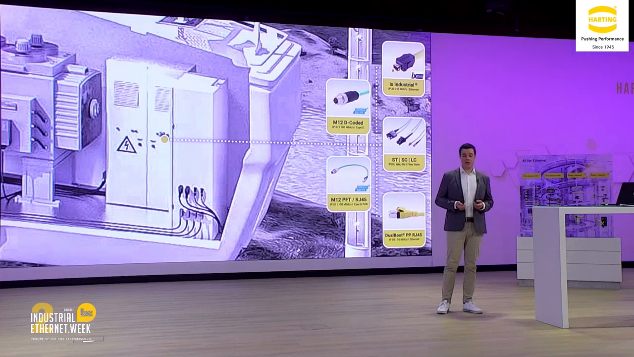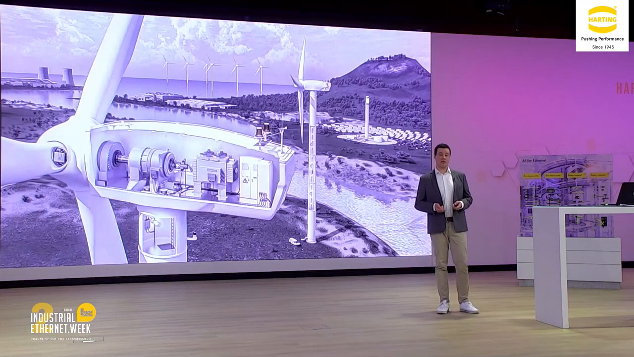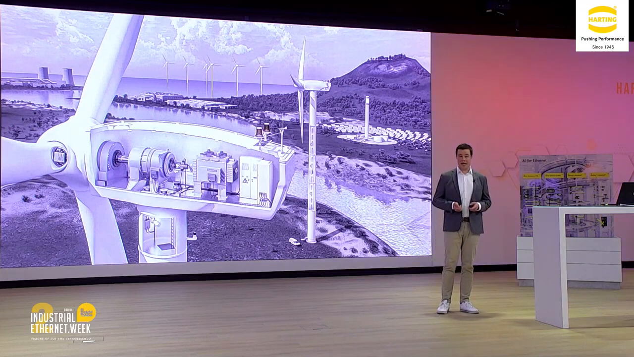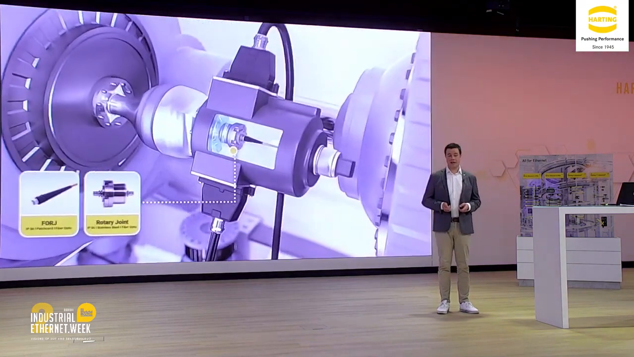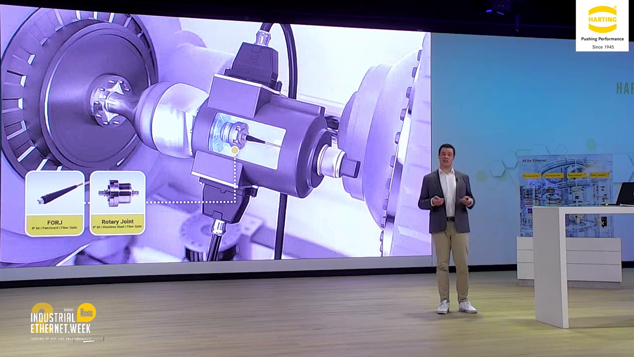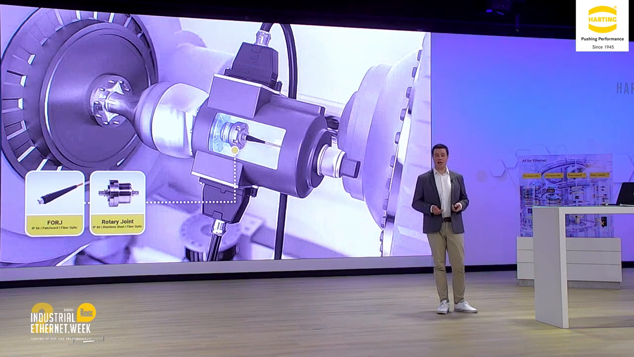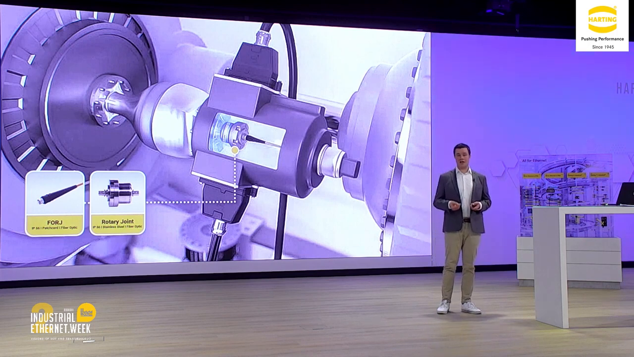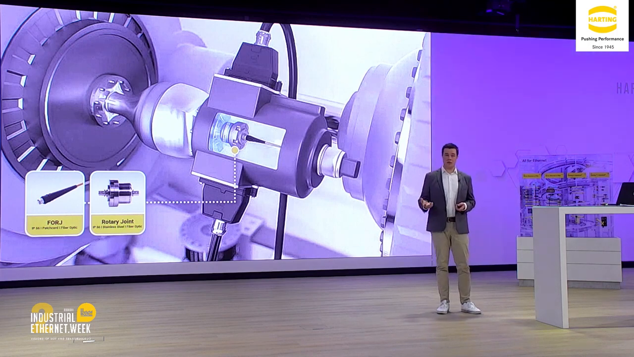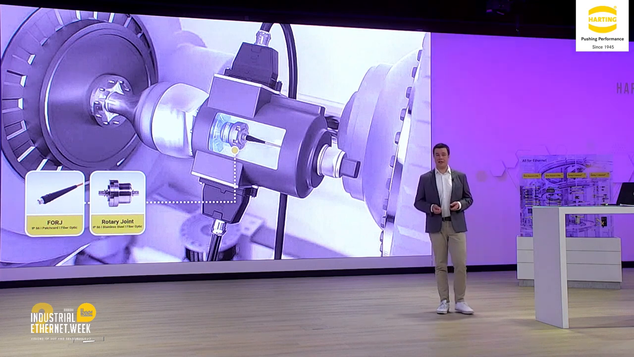But I also wanted to show you one special thing. If we look at the hub, where the blades are fixed, we also need to bring Ethernet into the part which is rotating, because in the blades there are a lot of sensors and so on, which need to communicate with the rest of the windmill. So how do we bring Ethernet into a rotating element?